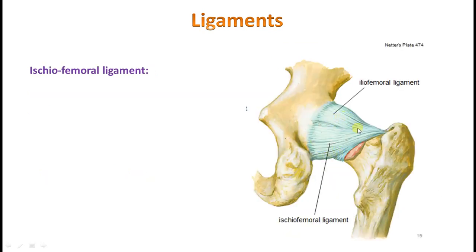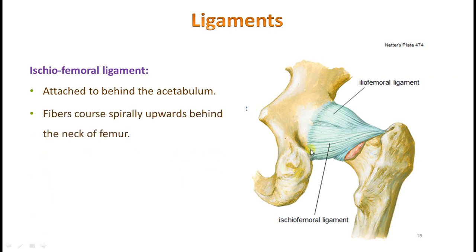Next, posteriorly, what you see is the ischiofemoral ligament, attached to the posterior part of the acetabulum. Fibers go spirally and get attached to the zona orbicularis part of the capsule. So that is the deeper part of the capsule, where it gets attached.